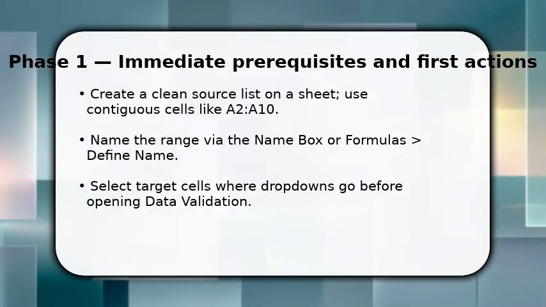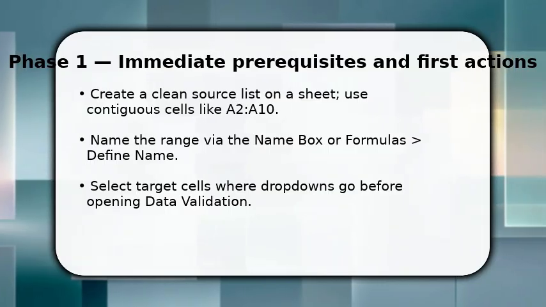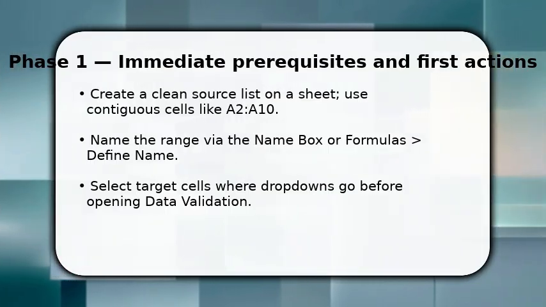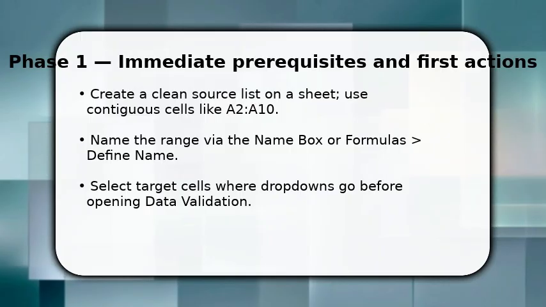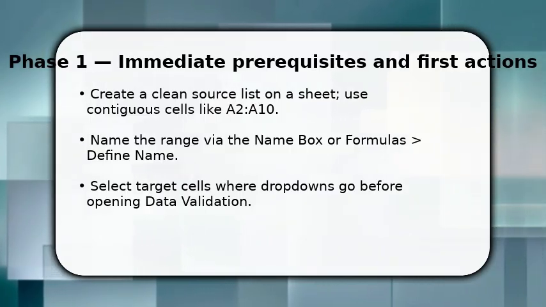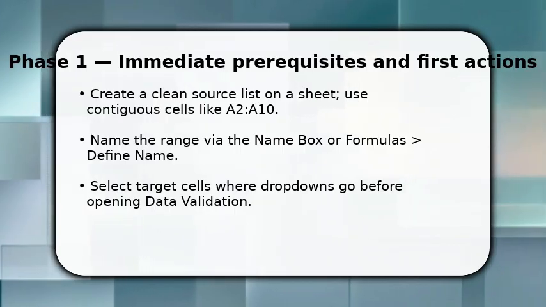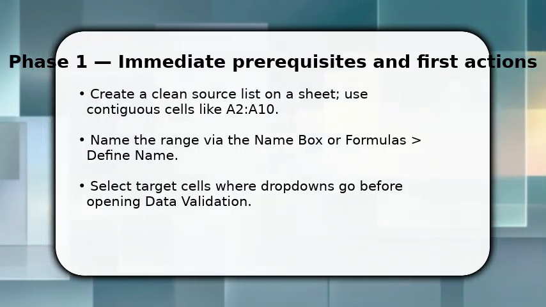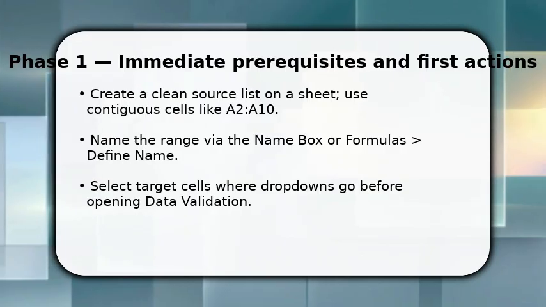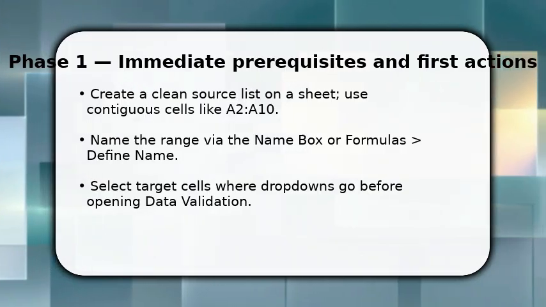You begin by preparing the source values and naming them. This avoids broken links later. First, pick or type your list on a sheet. Keep it contiguous, for example A2 to A10. Once done, select that range and define a name via the name box or formula's define name. Make the name simple. Now, select the cells where you want the dropdown.